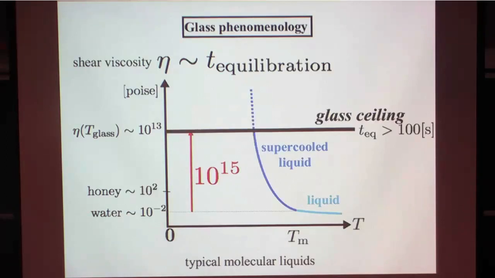If you translate these numbers into time scales, even if you start at a picosecond at the melting temperature, by the time you reach 10 to the 13 poise, the equilibrium time scale is about 100 seconds, which starts to compete with your sense of patience. You don't want to do an experiment for more than 100 hours, and that would be a pain for graduate students, so you don't want to do that. So this defines a glass ceiling that you practically cannot go beyond.